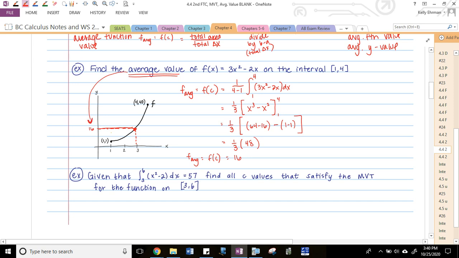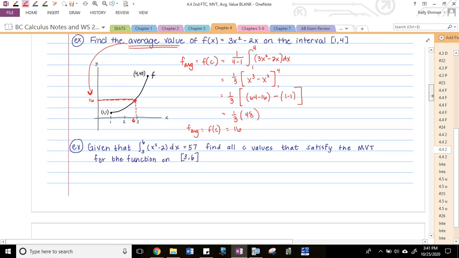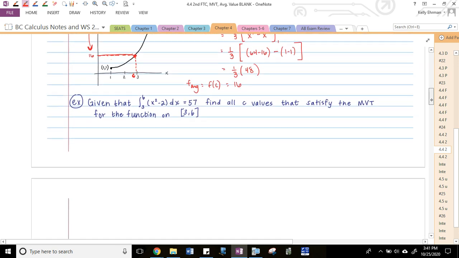If it said find where that occurs, or find the x coordinate for which we have an average value, then you would set your function equal to 16 and solve for x. Whether that had to be done on a calculator or not, we could find out. According to this picture, it looks like it's going to be something just short of 3. I don't necessarily want to take the time to figure out what it is, but you can always pause the video and do that on your own.